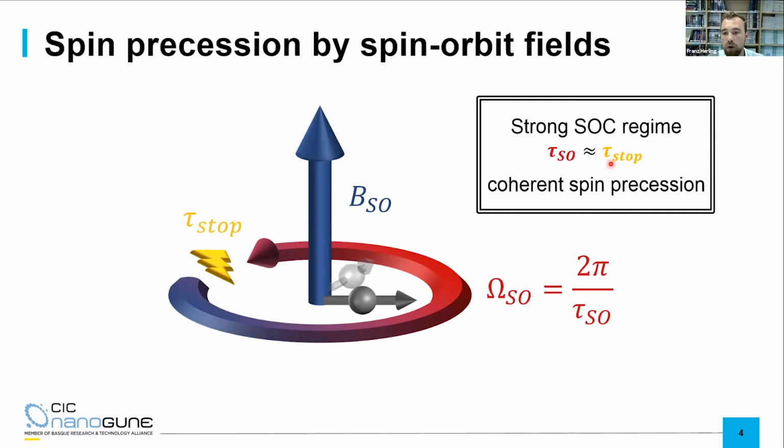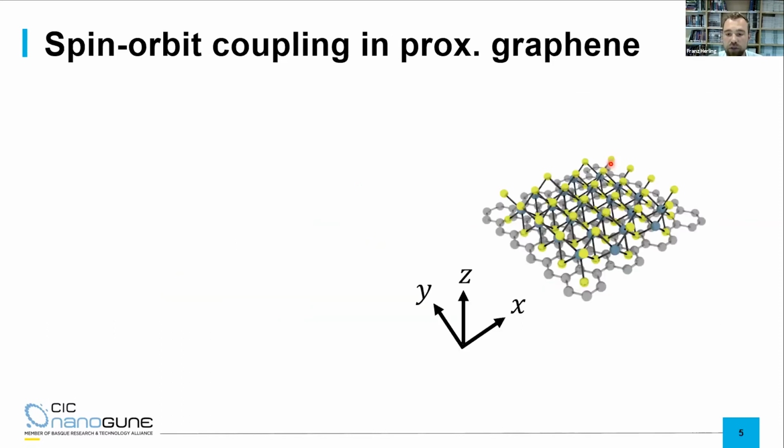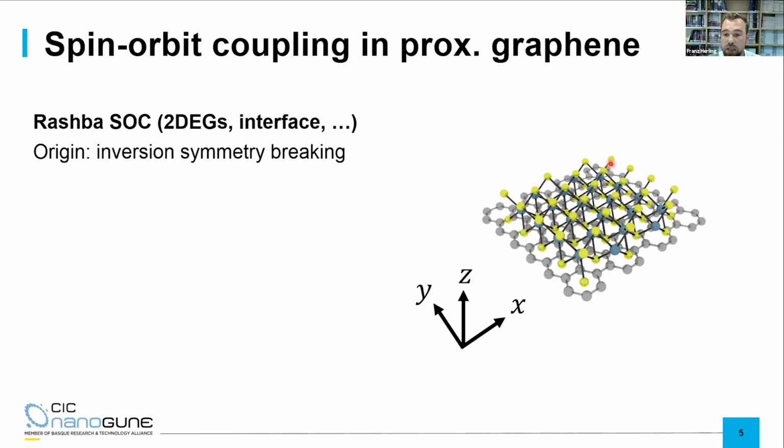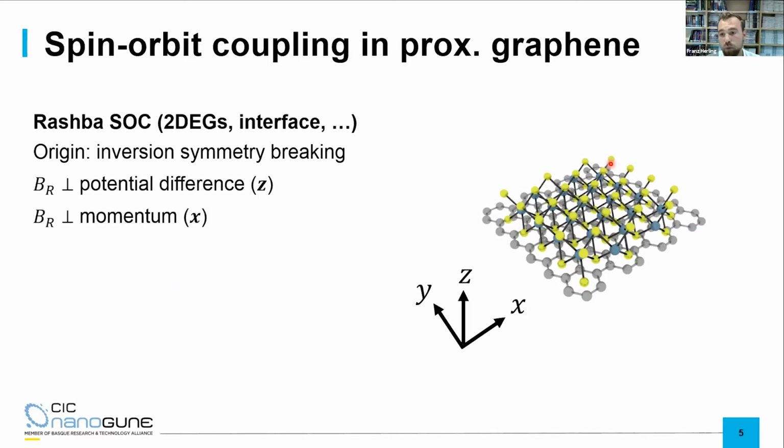And in our proximitized graphene, so graphene with a TMDC on top, we have essentially 2 spin orbit coupling mechanisms. The first one is the Rashba spin orbit coupling. Its origin is the inversion symmetry breaking at the interface of the 2 flakes, and it will be perpendicular to the potential difference here along Z, and it is perpendicular to the momentum. I think most of you know this picture of the Rashba spin texture in the energy dispersion. So following that, the Rashba spin orbit field will be parallel to Y, so it will make the spin that is pointing along Z precess. That means it's governing the spin relaxation time for out-of-plane spin.